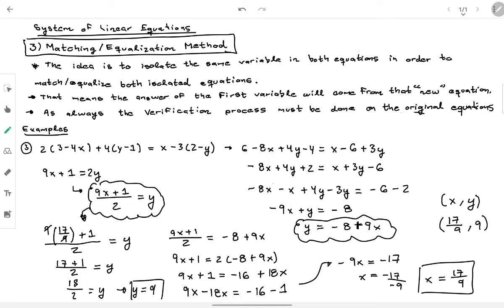So the matching or equalization method is very common. It's very similar to the isolation method, but remember, we need to isolate the same variable on both equations. You decide which variable you want to isolate. After that, we will match those equations. We will solve it for that specific letter. And after that, we will substitute the value in one of the equations to get the value of the other letter. That will be it for today's topic.